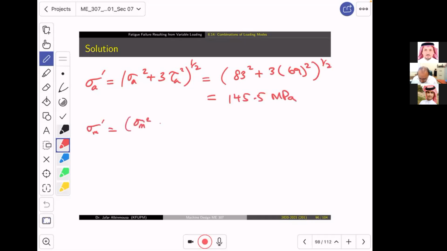Sigma mean prime is equal to what? The square root of sigma mean square plus 3 tau mean square. And this is going to be 0 because we don't have any mean moment. And then 3 multiplied by 103 square under the square root. So what would I get? 178.4 megapascal.